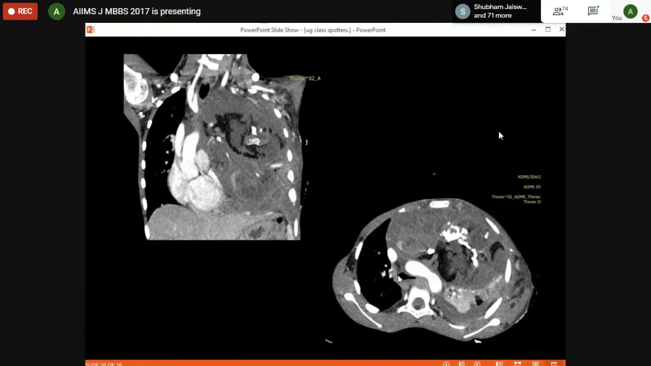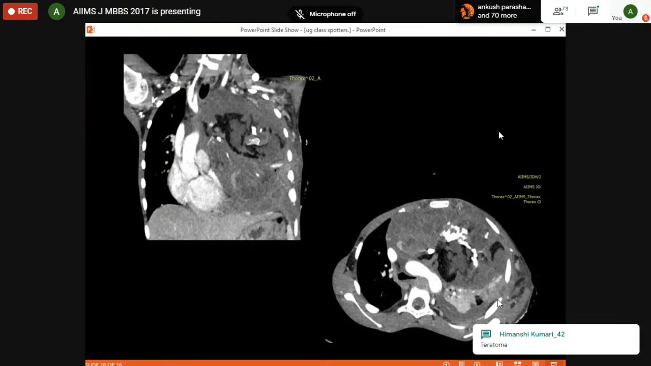This is the trachea, you see it is shifted towards the right side and there's this huge lesion here. It contains calcification, it contains fat and it contains soft tissue density. Now you all can guess what this lesion could be. Just think about the constituents: fat, calcium or bone, and soft tissue containing lesion. So you have derivatives of all the three layers. Come on, I want everyone to answer this.